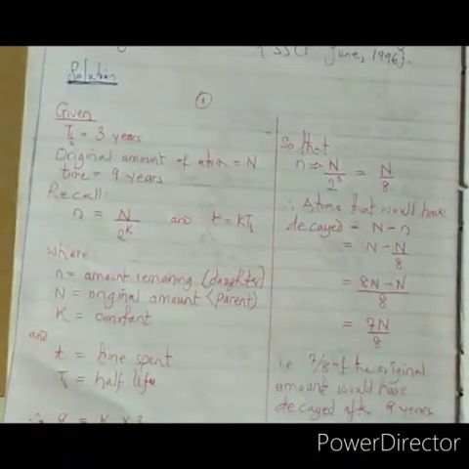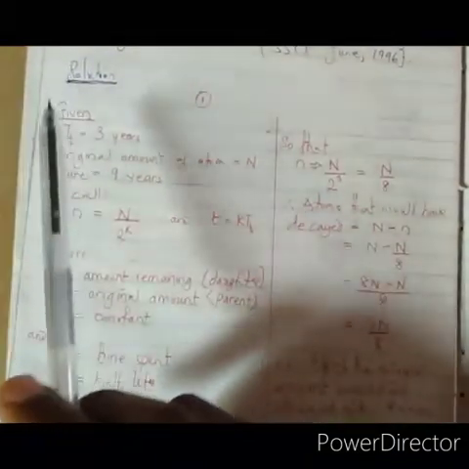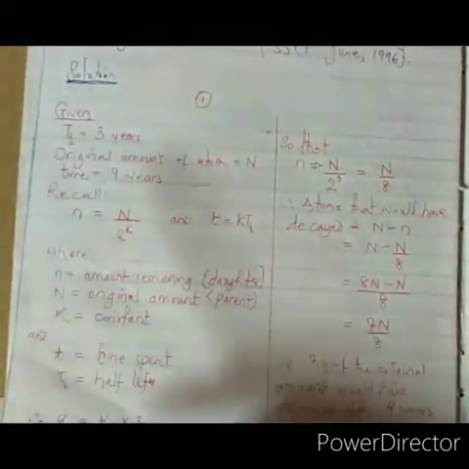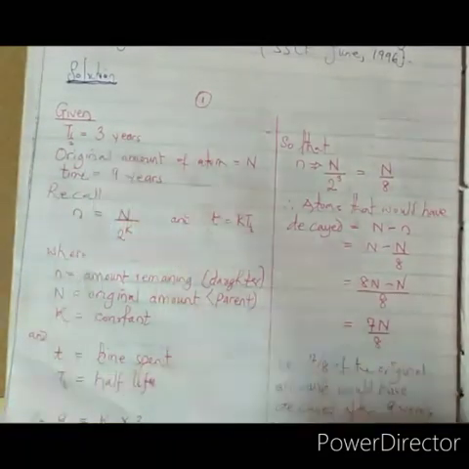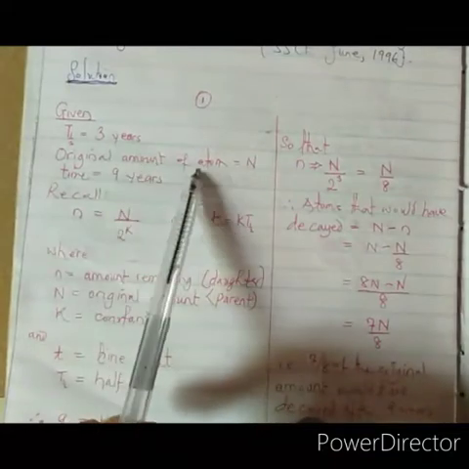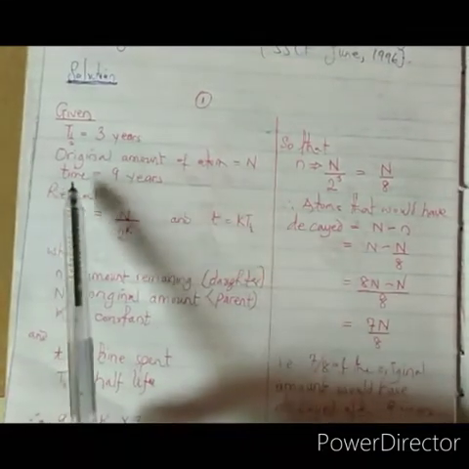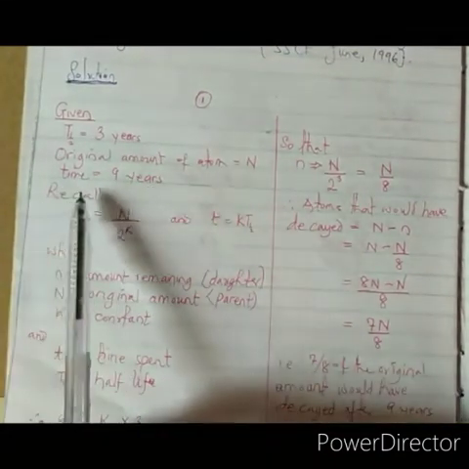And this is the solution to the first question. I've told you, anytime you have to solve any question in physics, you write out your givens. Now, what is given? The half-life in the question is 3 years. The original amount of atoms is N. The time taken is 9 years. And recall the formula I told you.